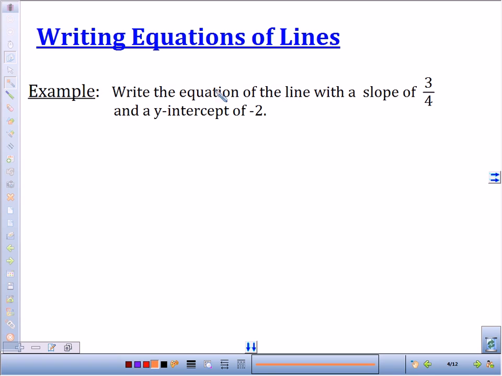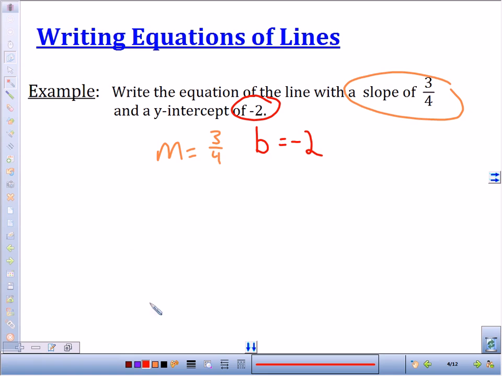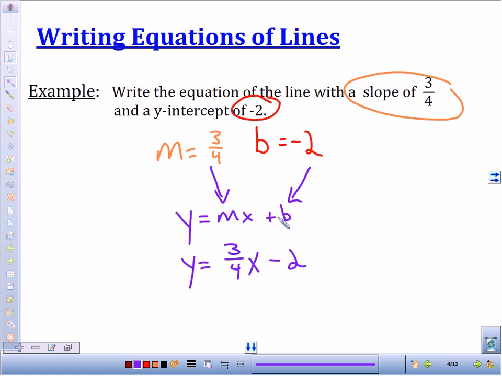Alright, let's look at an example of how this might be used. We want to write the equation of a line with the slope of 3 over 4 and a y-intercept of negative 2. Since we are given the slope and we're given the y-intercept, we want to use slope-intercept form. Our slope m is 3 over 4, that's what we're told. And our y-intercept b is negative 2. So, we've got our equation. We say, y equals mx plus b using slope-intercept form. And we want to replace m with 3/4, and we want to replace b with negative 2. We rewrite our equation using those numbers. We've got y equals 3/4 x minus 2. Notice that this plus b became minus 2 because plus negative 2 is the same thing as minus 2. That is our answer in this case.